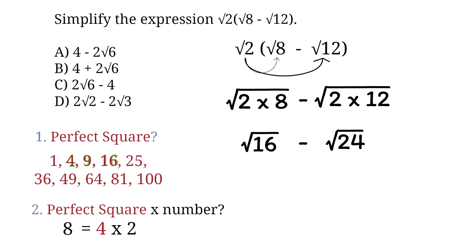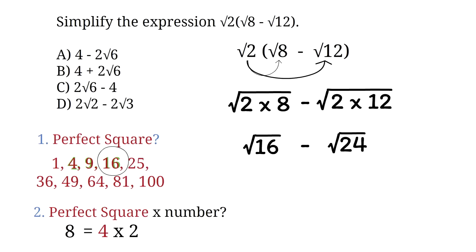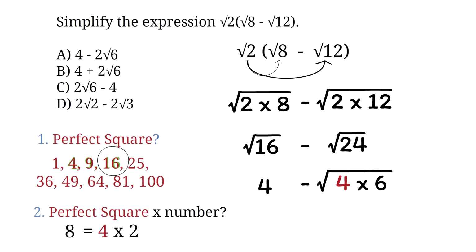Let's simplify our question. For the root 16, we can see that 16 is a perfect square. That is 4 times 4. So the square root of 16 is 4. For the root 24, we can see that it is not a perfect square. We find out if we can write it as a perfect square times another number. 24 can be written as the perfect square 4 times 6. We can find the square root of the 4. 2 times 2 is 4. So square root of 4 is 2. Since we did not find the square root of the 6, it will remain under the root sign. So we have 2 times root 6.